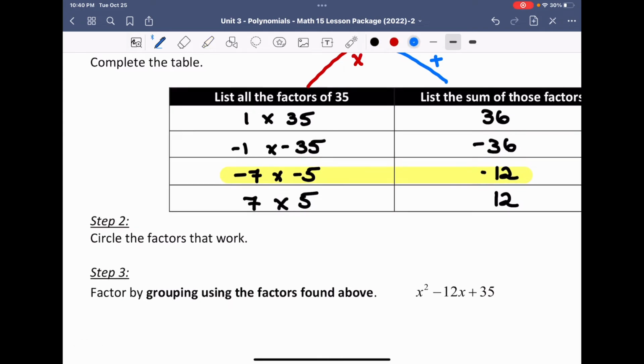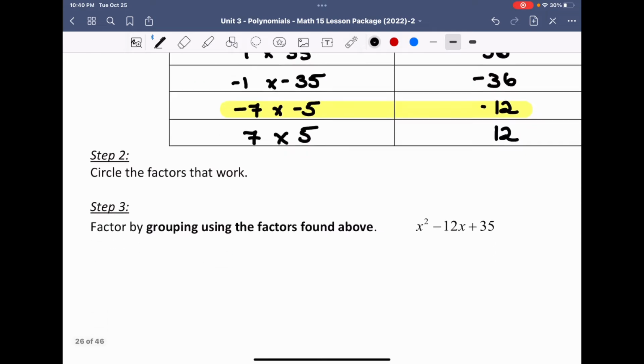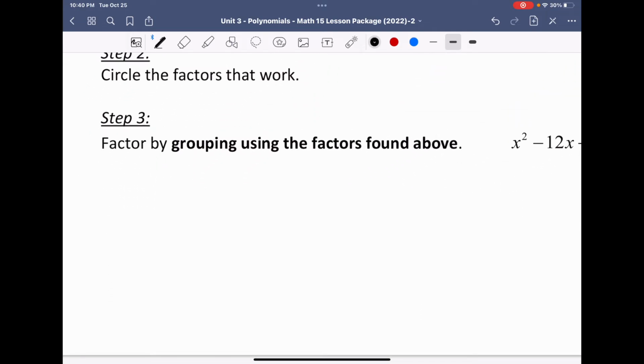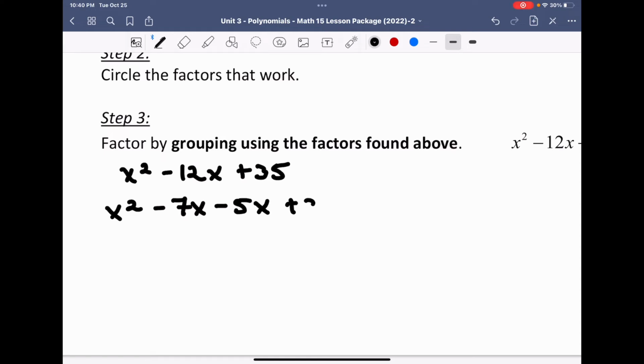Now let's use factor by grouping to help us solve this. If I scroll down here, I'm going to rewrite the original statement of x squared minus 12x plus 35. Now, I'm going to replace the middle term by our two terms. So I'm going to take negative 7x minus 5x plus 35. Now, we really want to recheck this because we go, does negative 7x and negative 5x add together to make negative 12x? In this case, it does, so we know we're on the right track.